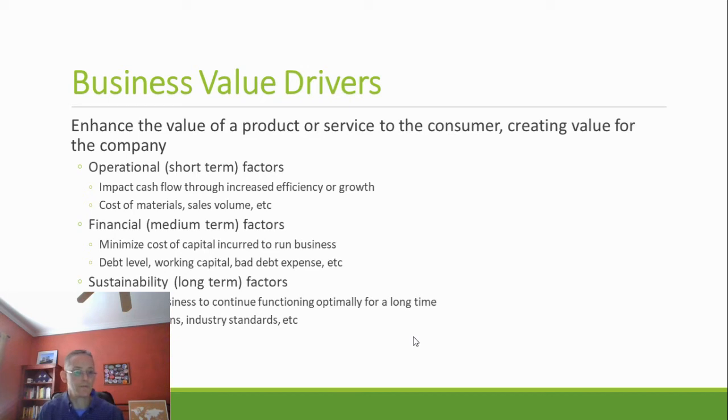And then there are what we call financial factors. There you're dealing with somewhat longer-term things: cost of capital, big investments, debt level, those kinds of things that you've got to manage. And then sustainability. What are the things that are going to enable the business to continue functioning optimally for a long time? Those are like government regulations, industry standards.